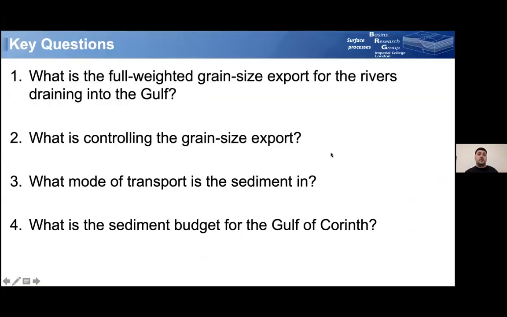So the key question I'm going to ask is, what is the actual export for the rivers draining into the Gulf? What is controlling this grain size export? What mode of transport is the sediment in? And what is the sediment budget for the Gulf of Corinth?